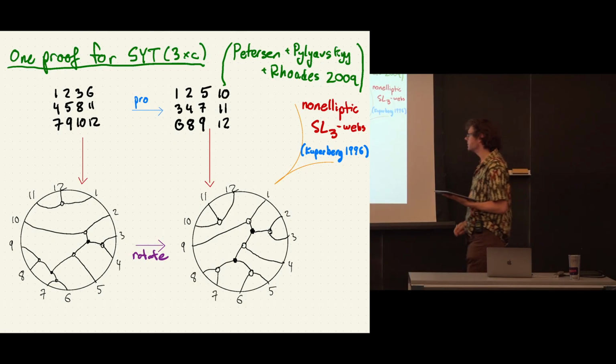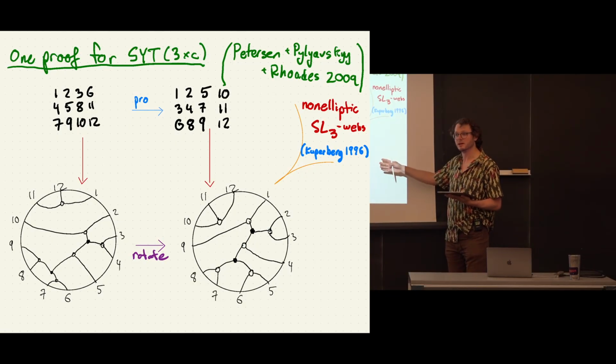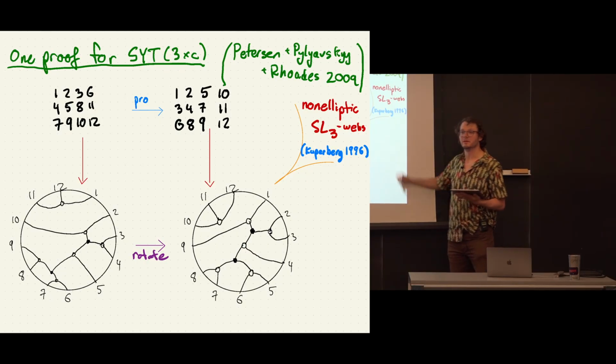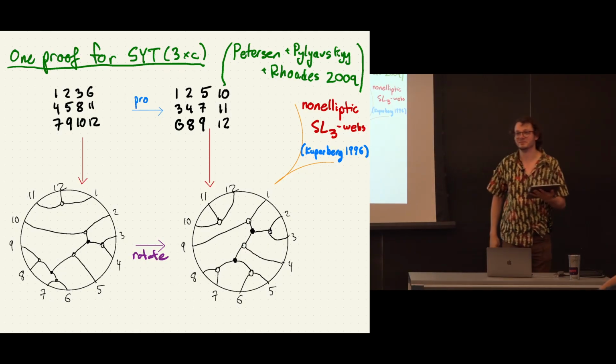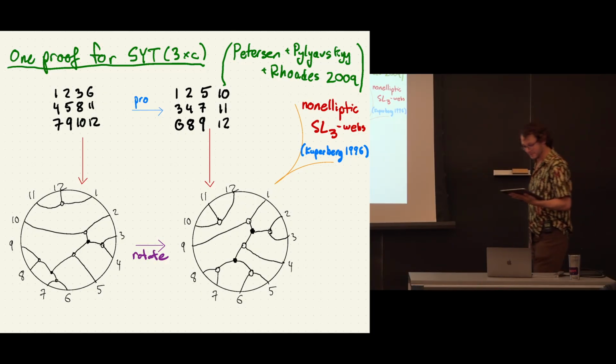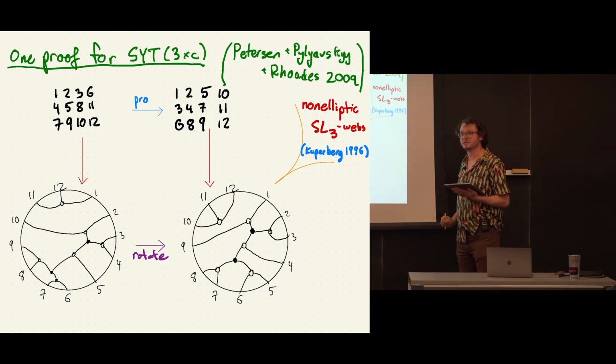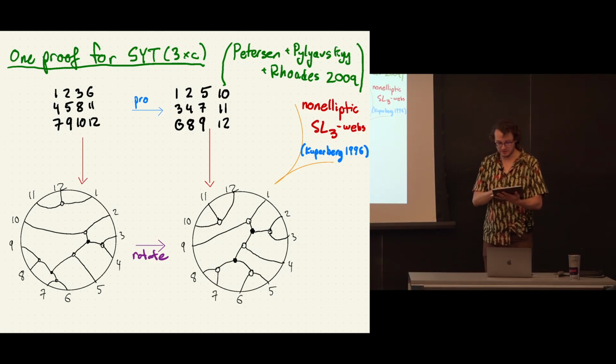Okay. Although apparently what he really wanted was not these diagrams, but instead the diagrams for type G2. And I didn't realize this until I saw him recently. But I love these. For me, these are the really exciting part. Okay. So these are called non-elliptic SL3 webs. And I'll tell you what they are on the next slide.